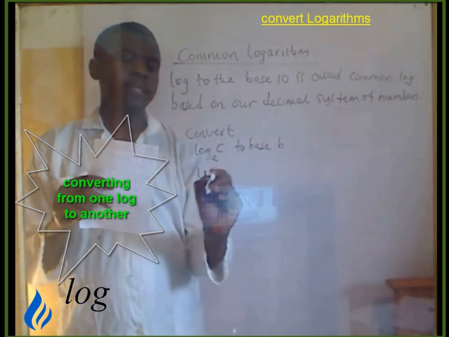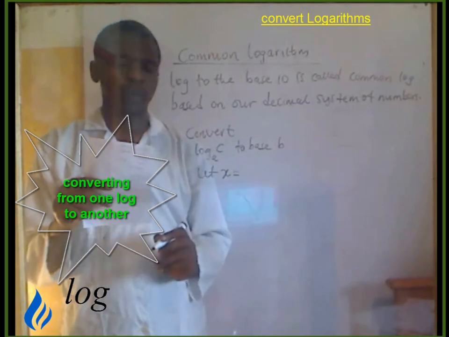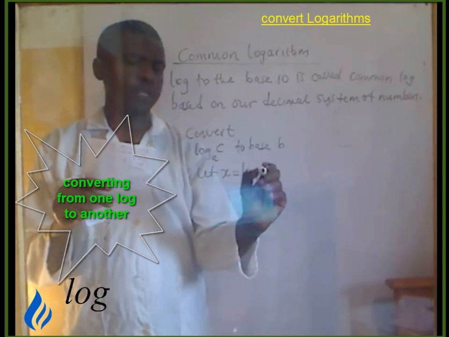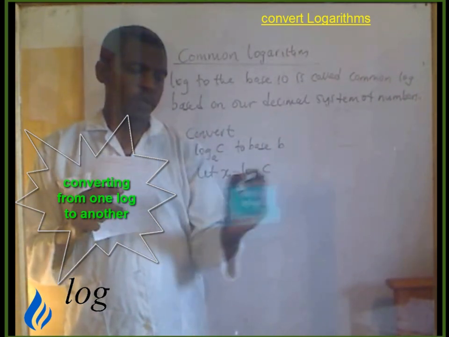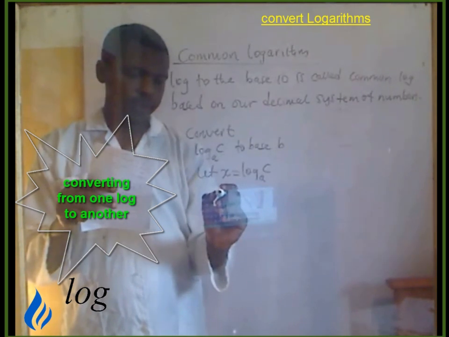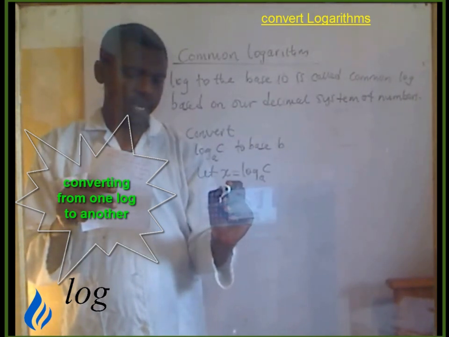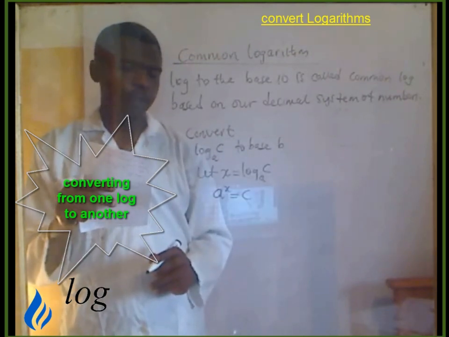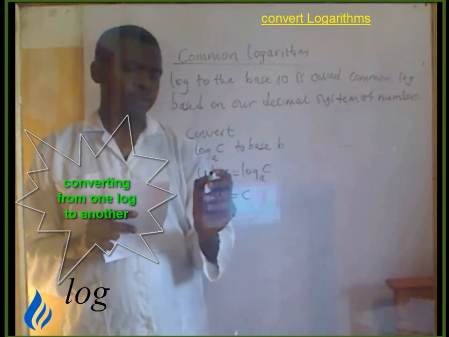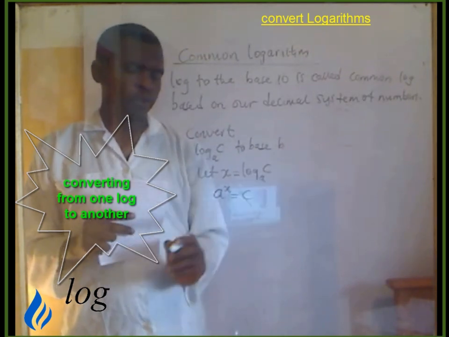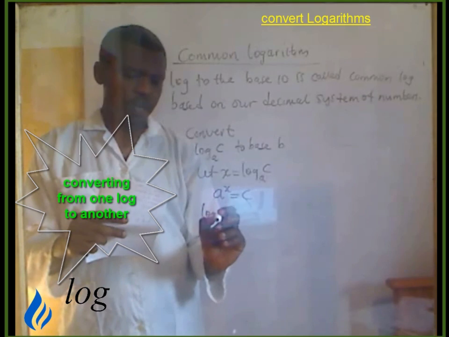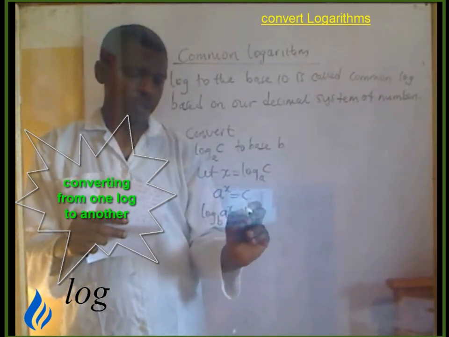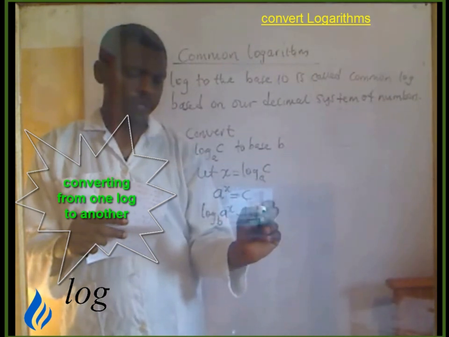So let x be equal to log to the base A of C. Let's convert this to index form. I say here that A to the x is equal to C. Now I apply logarithm to base B on both sides. This will be log base B of A^x is equal to log base B of C.